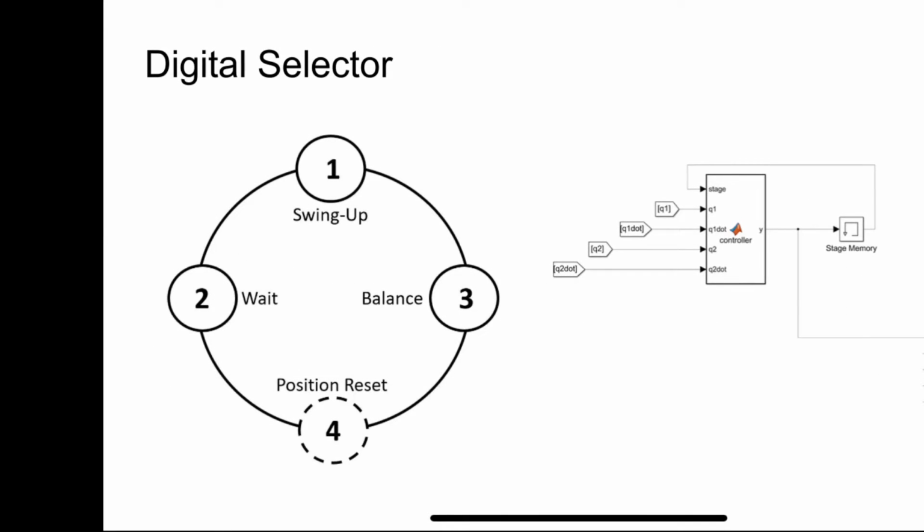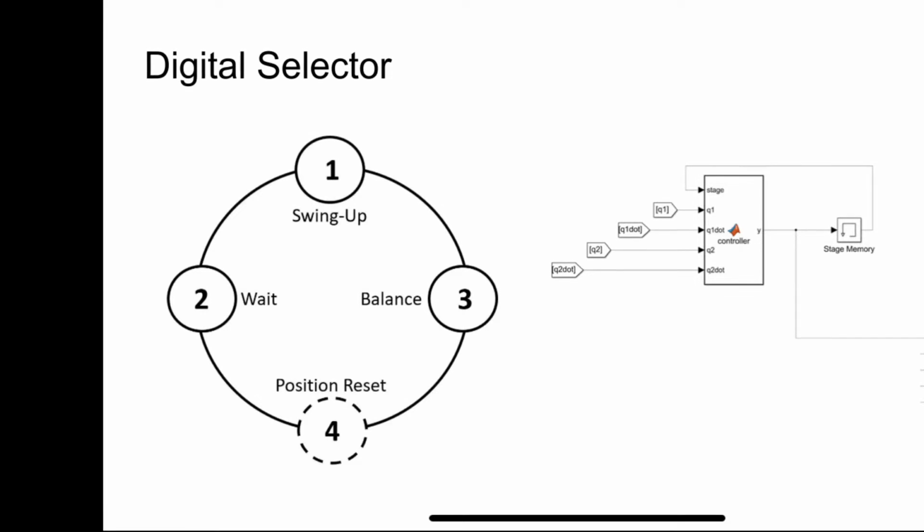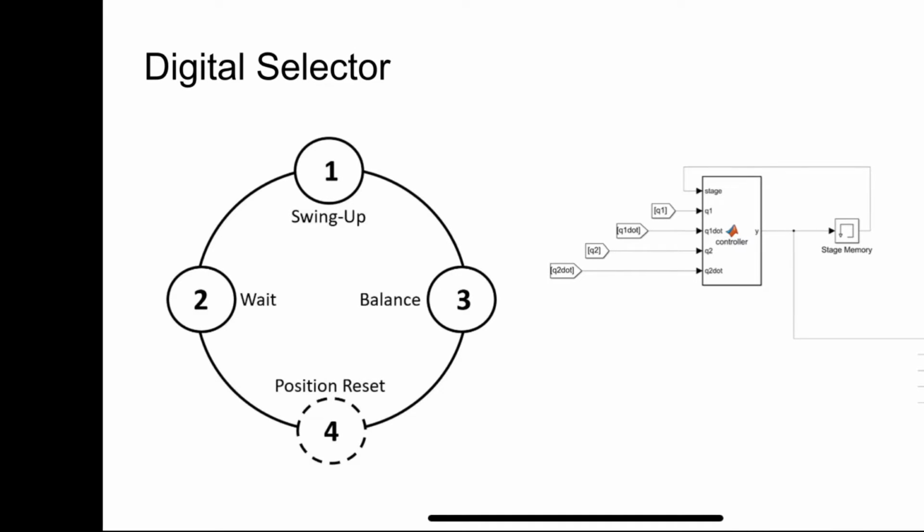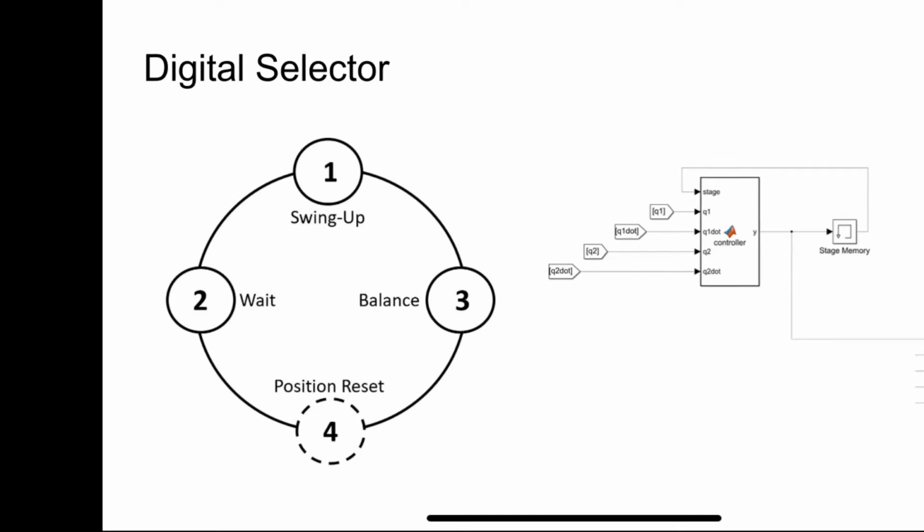A digital selector was made by setting up a function to control a multi-port switch which would control the voltage supplied to the motor based on the state of the pendulum we were trying to balance. Originally, there were 3 settings: swing up, balance, and wait. However, once the system was working, a 4th reset stage was added that returned the system to the original starting location prior to initiating the swing up stage again.